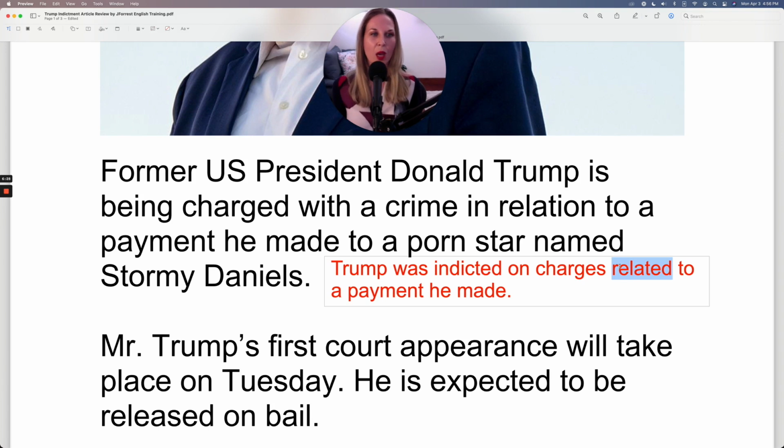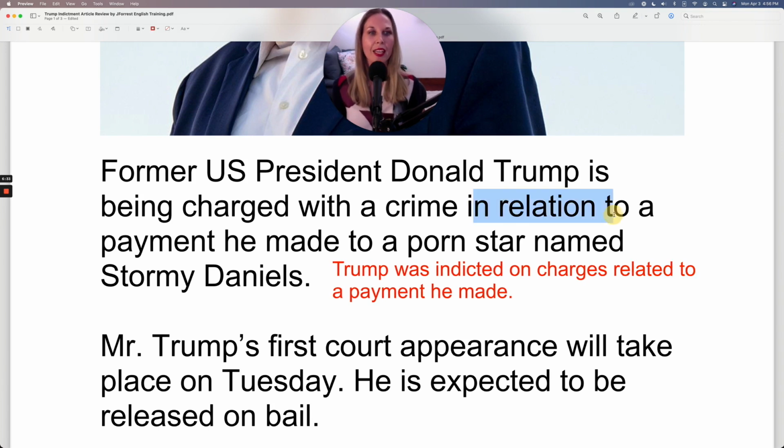Notice in my example how I used related to instead of in relation to. There's no reason why I did that. They mean exactly the same thing. This is just the one that I use more commonly in my vocabulary, but you could replace this with in relation to, and then whatever it is, then you have the noun.